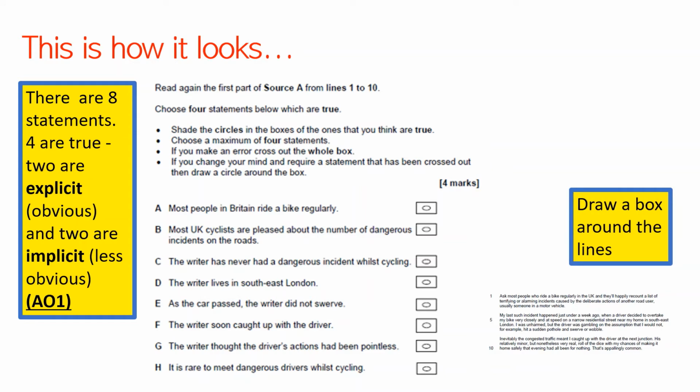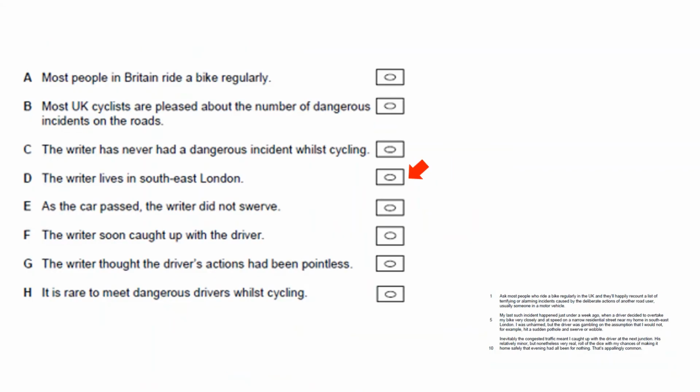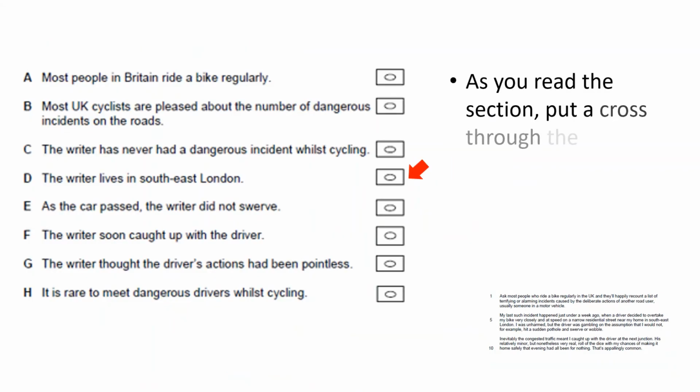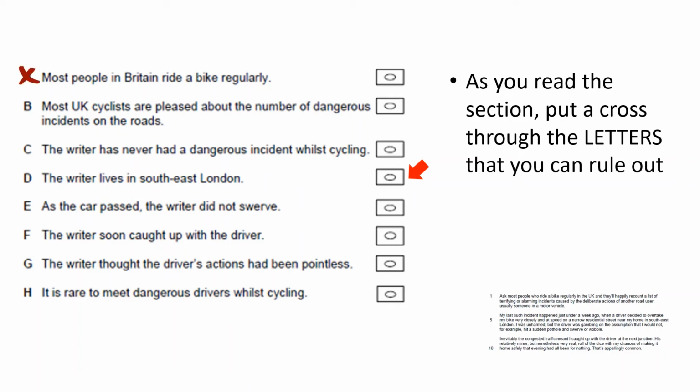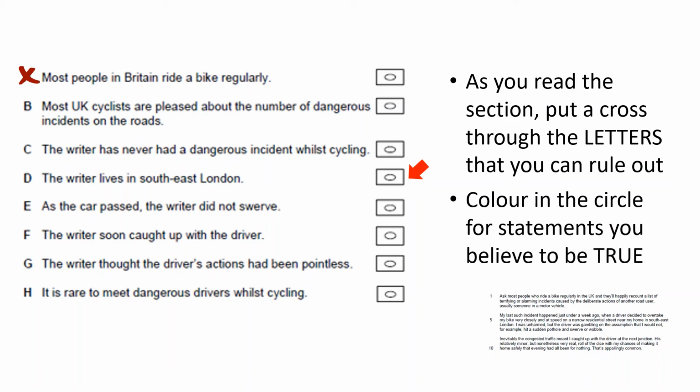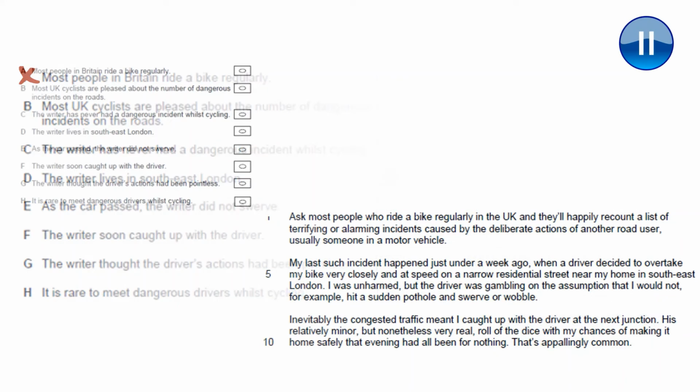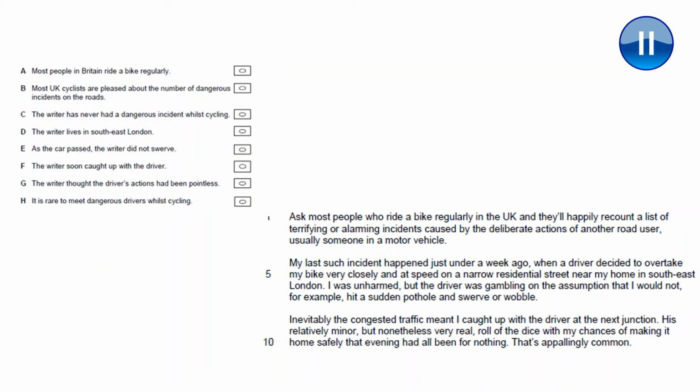Draw a box around the lines which the question is based on, like this. As you read through the lines, put a cross through the letters that you can rule out, like this. Also, colour in the circle for statements that you believe to be true, like this. So why not pause the video at this point and have a go at answering the question.